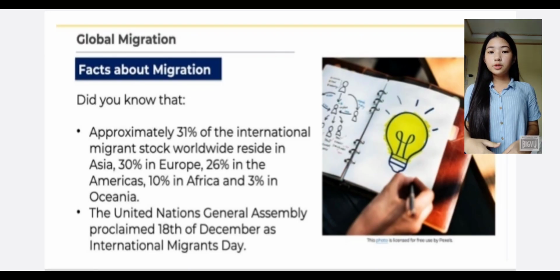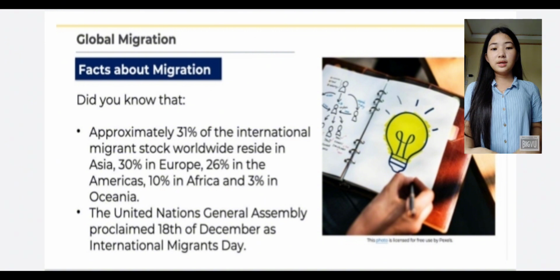Another fact about global migration. Did you know that approximately 31% of the international migrant stock worldwide reside in Asia, 30% in Europe, 26% in the Americas, 10% in Africa, and 3% in Oceania? The United Nations General Assembly proclaimed 18th of December as International Migrants Day.